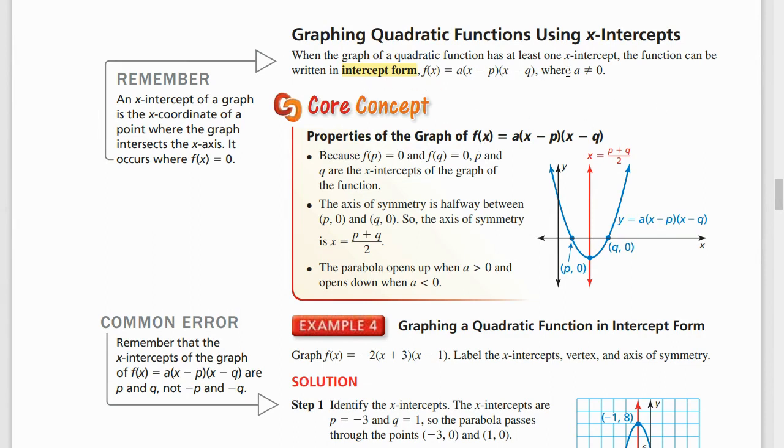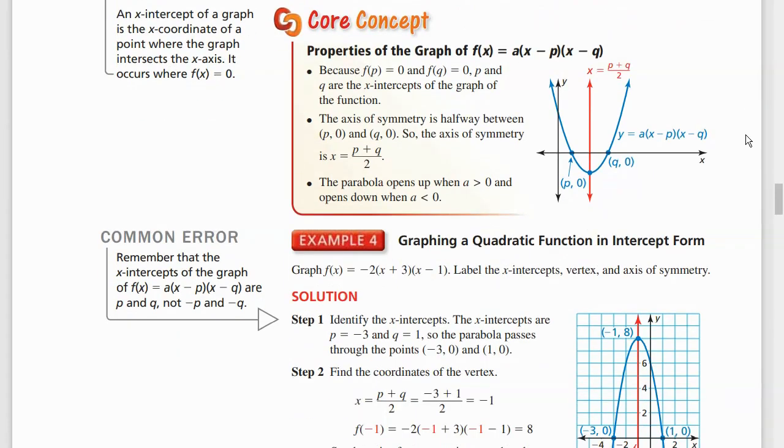So these are called the intercept forms because it's a quick way to find the x-intercepts, because all you do is set the factor x minus p equal to 0 and solve, or the factor x minus q equal to 0 and solve. All right, so what does that mean?